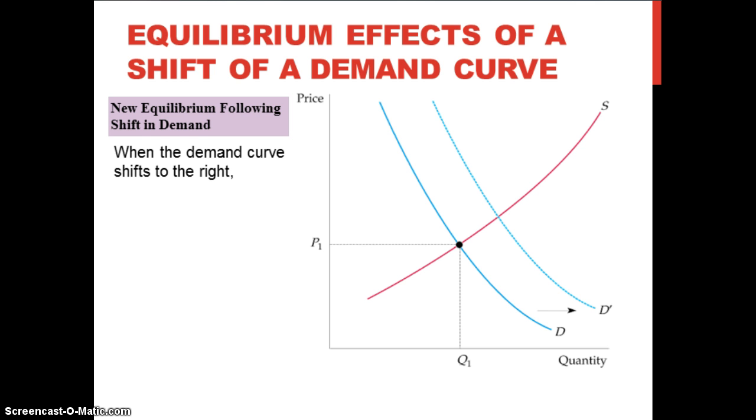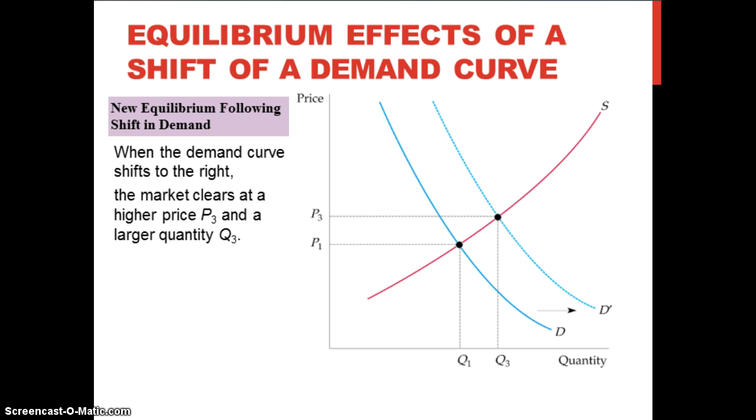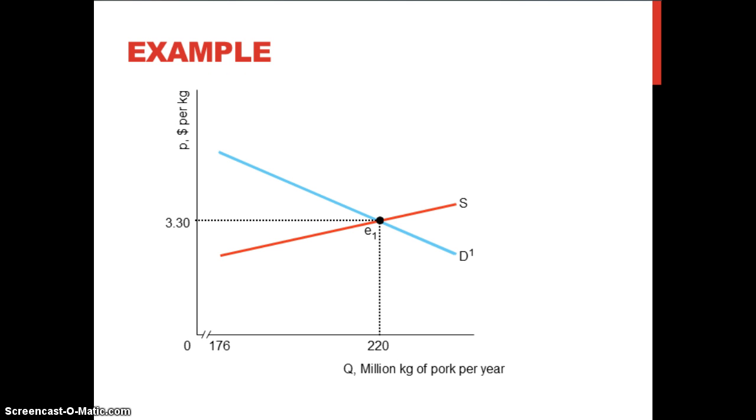So when the demand curve shifts rightward, quantity increases. Also, along the supply curve, price increases. As a consequence, market equilibrium shifts right and upward. So let's see an example of pork.